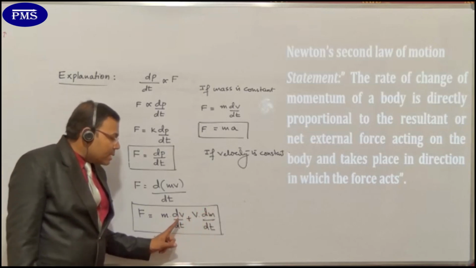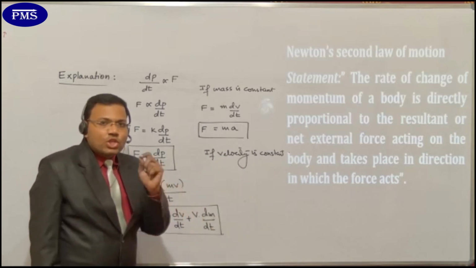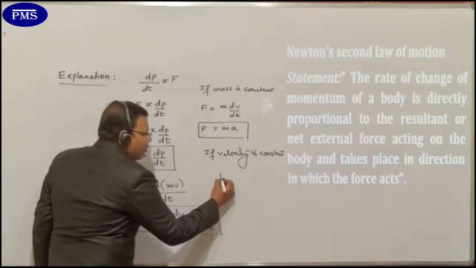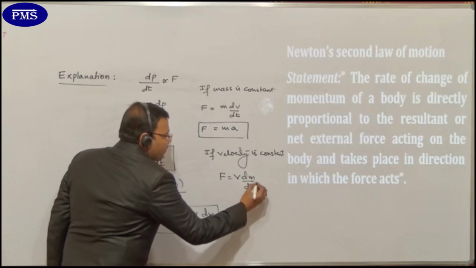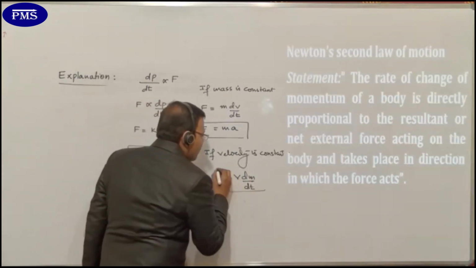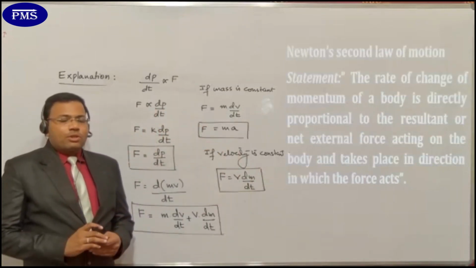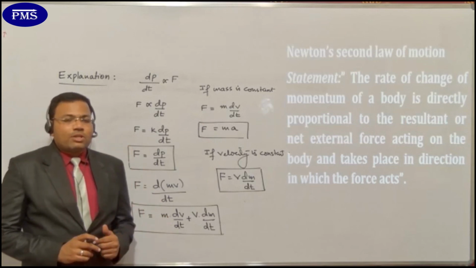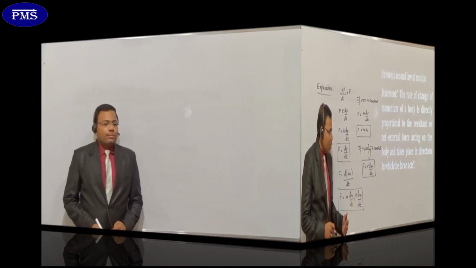Why am I taking this as 0? Because I have given you the heading as velocity constant. Differentiation of any constant is 0, so this part will become 0. So what remains? F is equal to v dm by dt. On this also we may expect questions. I hope you have understood the complete concept of force and what variations we can expect at the competitive level. So here I stop.